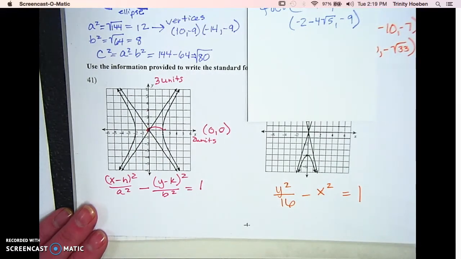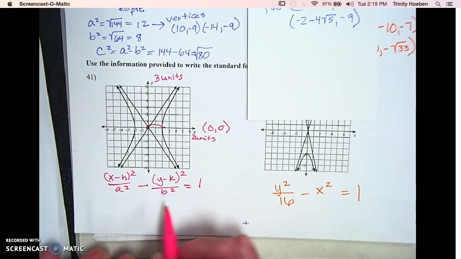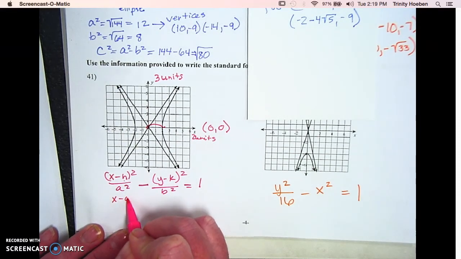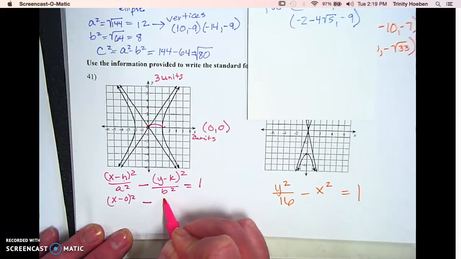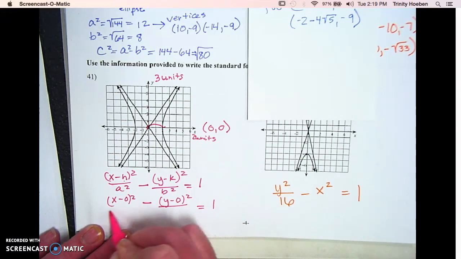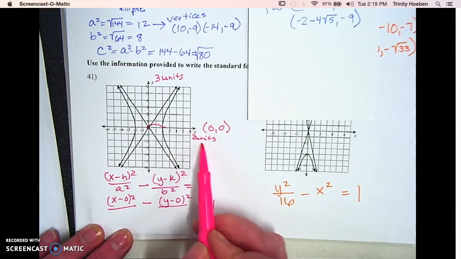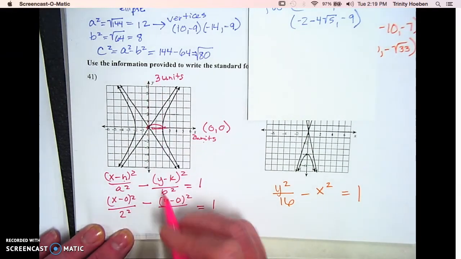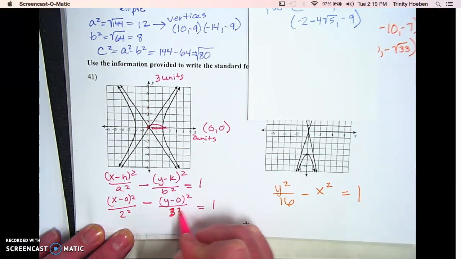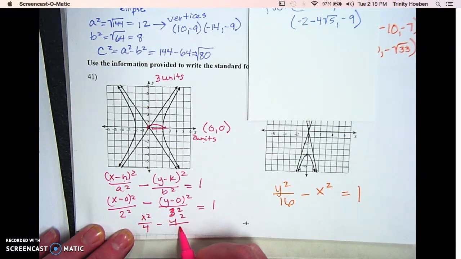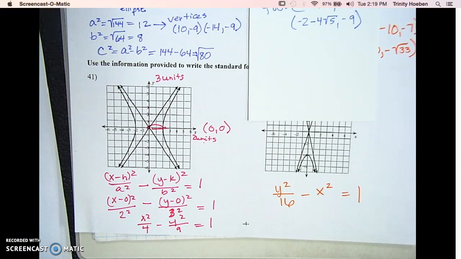So we're going to plug in our 0, 0 for h and for k. So we have x minus 0 squared minus the y minus 0 squared. This is all going to be equal to 1. And then for the denominators, we're going to take the 2 units here and square it, and the 3 units here and square it, and then just simplify. So this is going to be x squared over 4 minus y squared over 9, and all that is equal to 1.